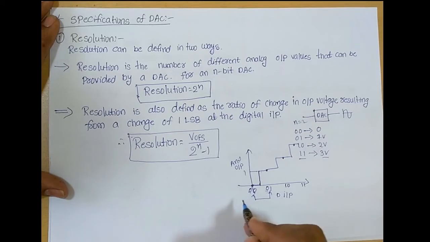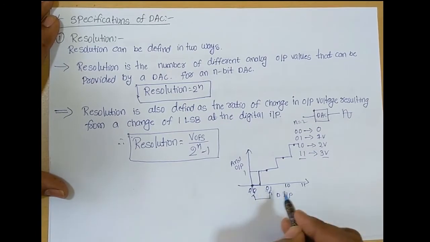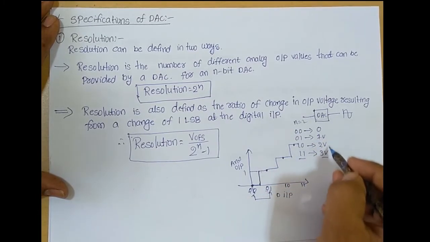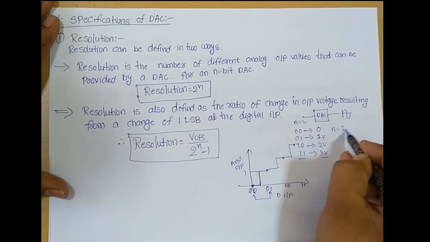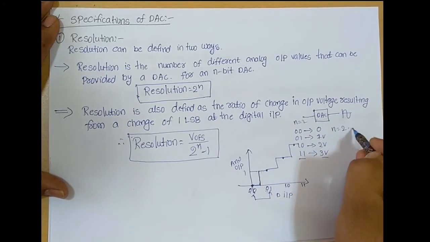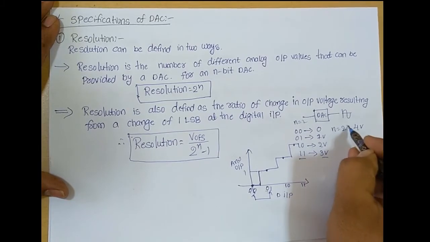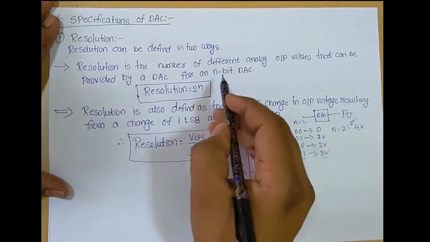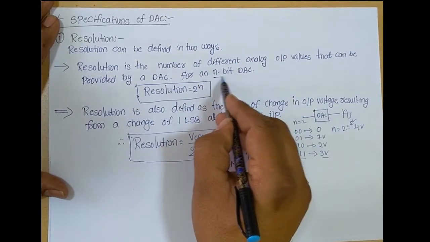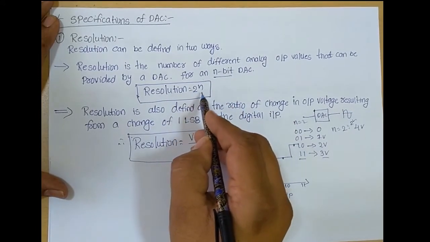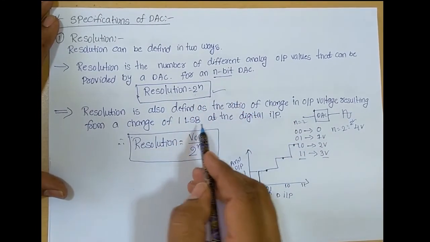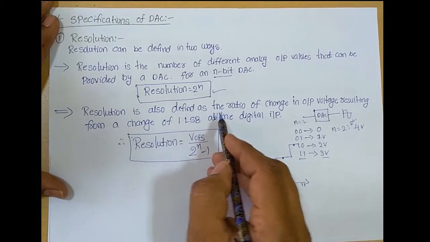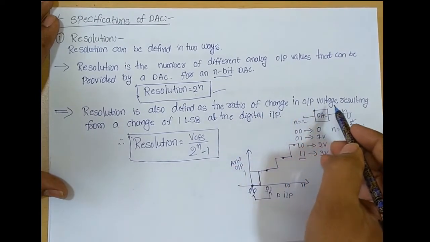Now with respect to these given inputs, we can get the total number of output voltage levels. How many? 4 levels, right? Here we are giving 2 input bits, then the total analog output voltage levels is how many? 4. So we get 2 power 2 equal to 4. Similarly, in a digital to analog converter where the total number of input bits is n bits, we get the resolution equal to 2 power n.